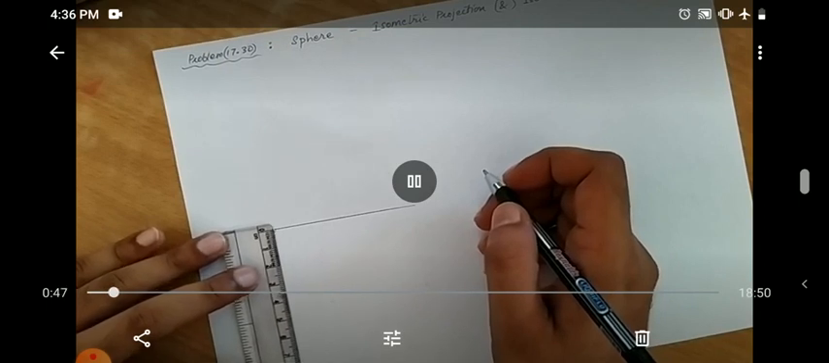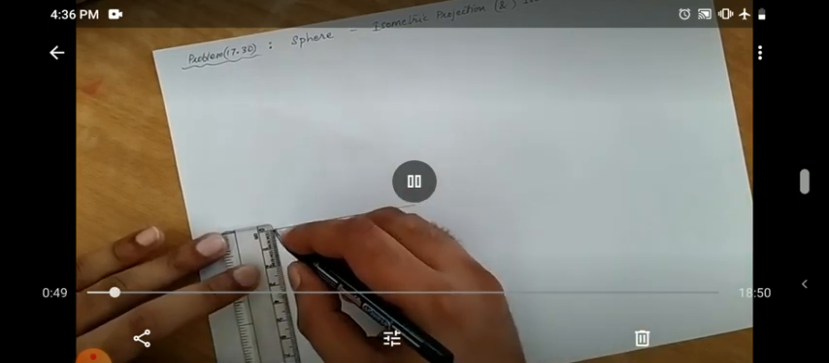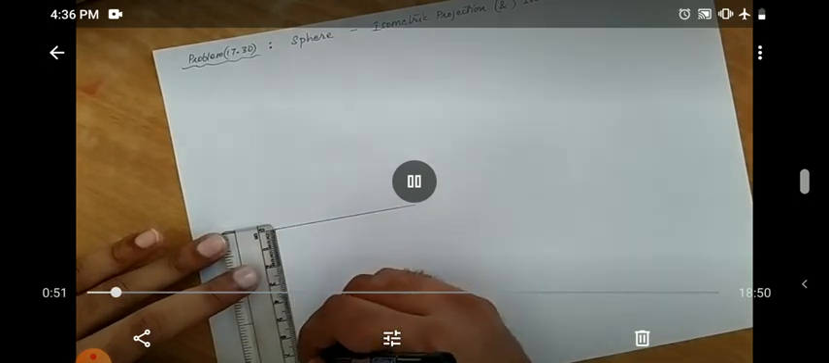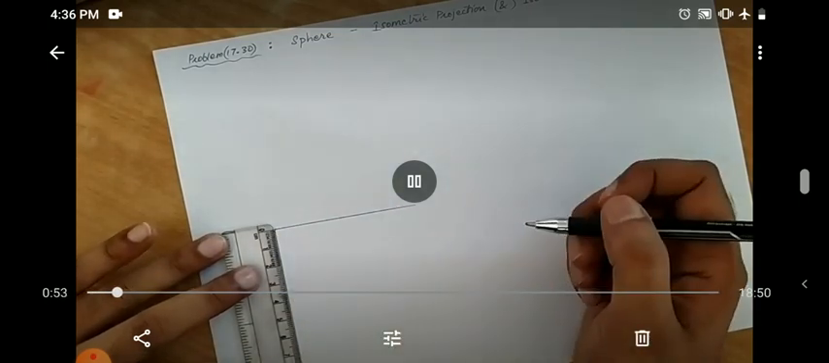Now let us go for drawing the orthographic view of that sphere. That means its top view and front view. I am drawing the square plate initially.